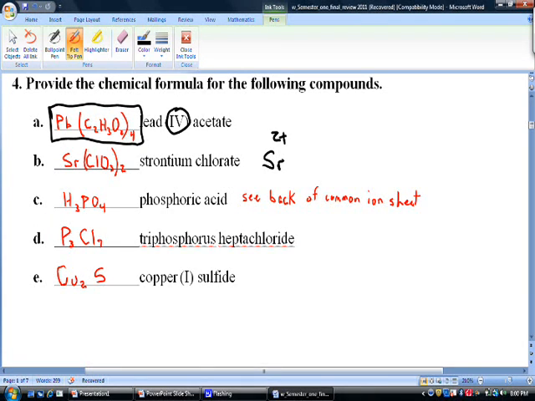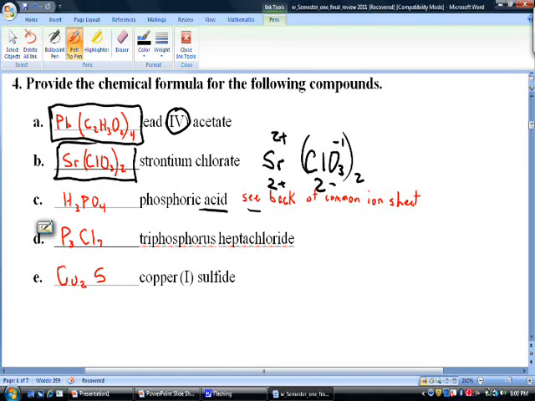So if we have chlorate, ClO3, that's a 3, isn't it? We have to have 2 of these. The total positive charge is +2, so the total negative charge has to be -2. But this is only -1, so we have to have 2 of them. And we would write the formula like this.